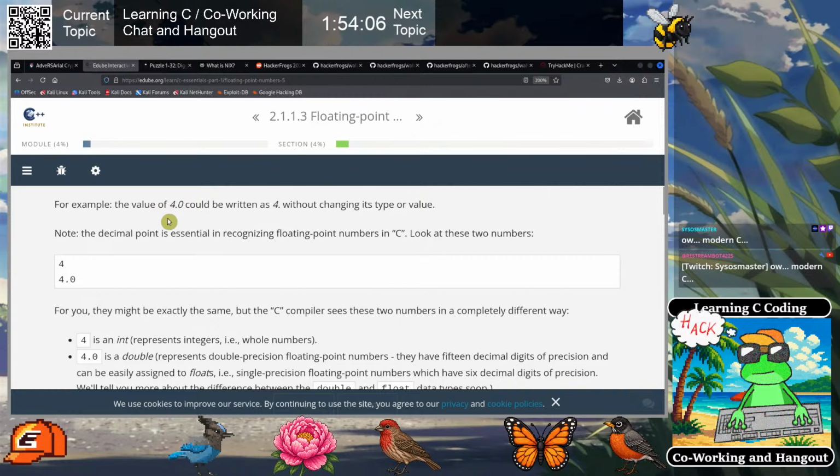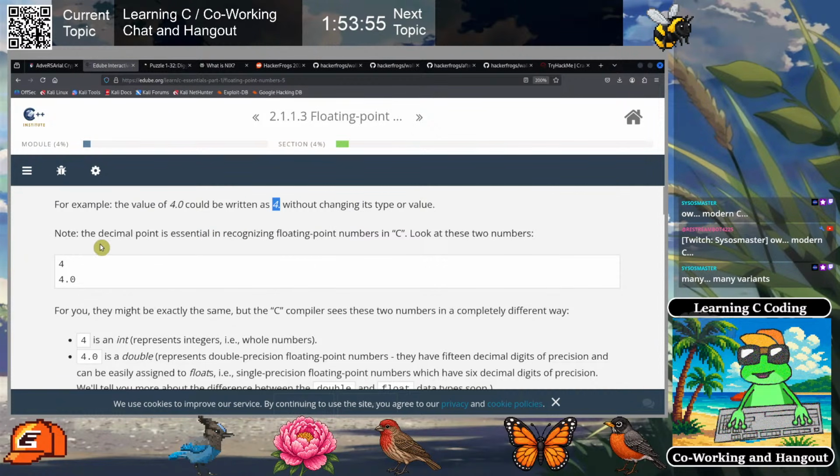So for example, the value 4.0 could be written as 4 point. 4 point means 4.0 without changing its type or value. Note the decimal point is essential in recognizing floating point numbers in C.